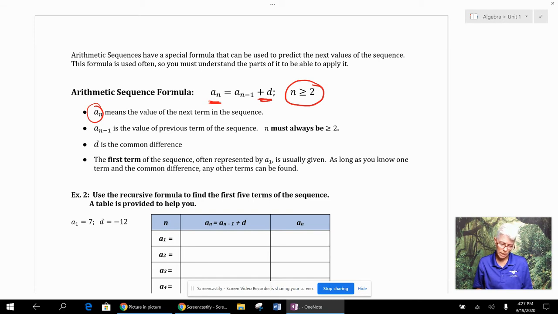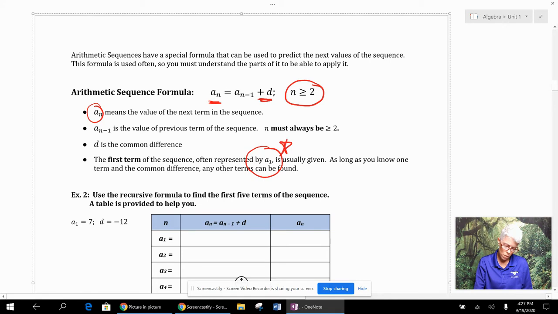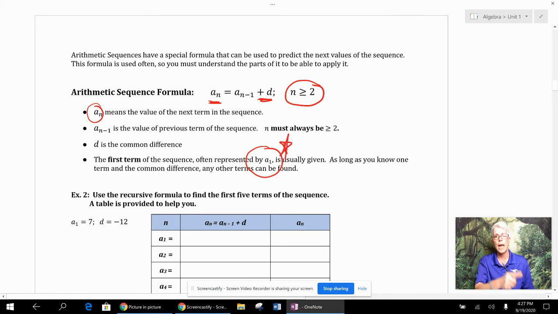The first term of the sequence is represented by this. And this is something you want to remember what that means. When you say a subscript 1, that's not an exponent. It's just saying the first number in the arithmetic sequence.